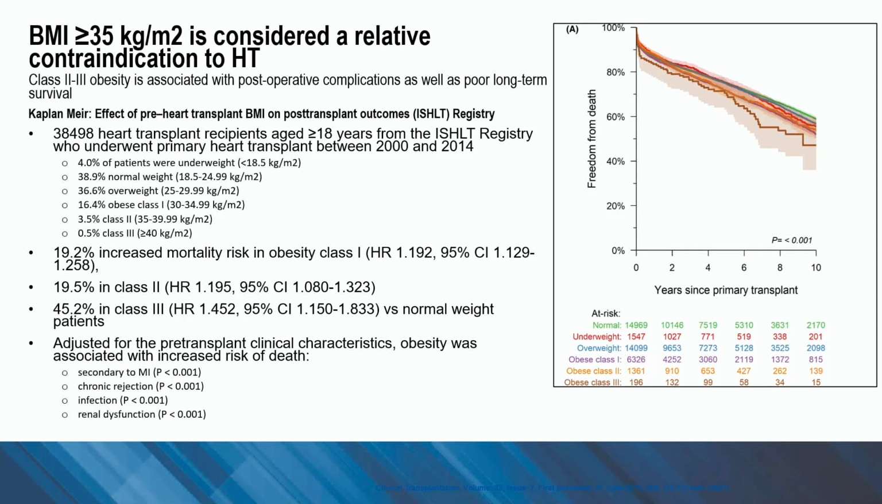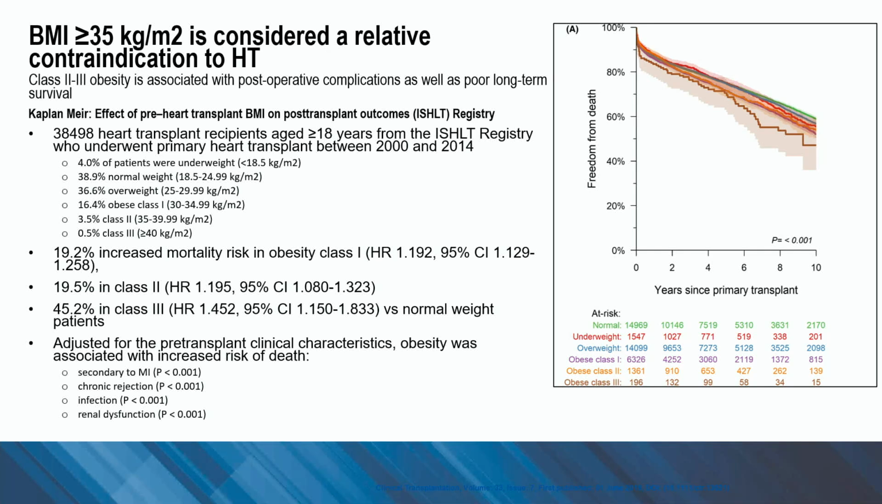And this is really my main slide. So this is why we put all these patients through this rigorous MDM and have so many discussions about them, is to try and get them to transplant, because that's really the only treatment in a lot of these patients. And a BMI greater than or equal to 35 is considered a relative contraindication to heart transplant, and certainly in our centre it's an absolute contraindication.